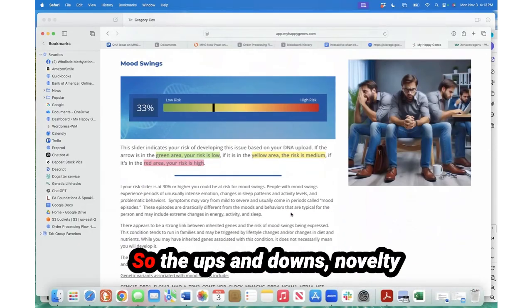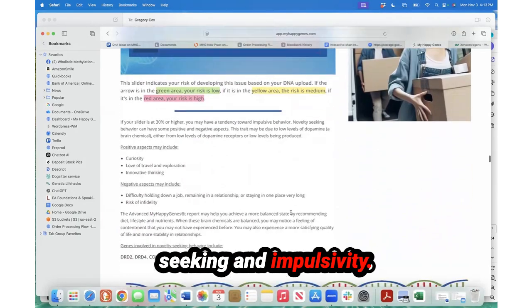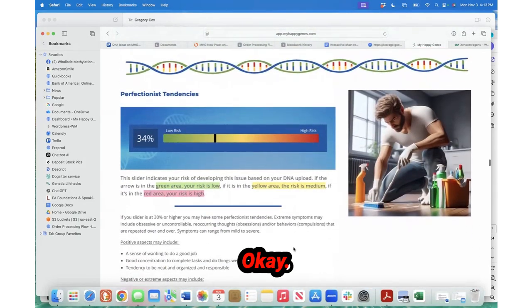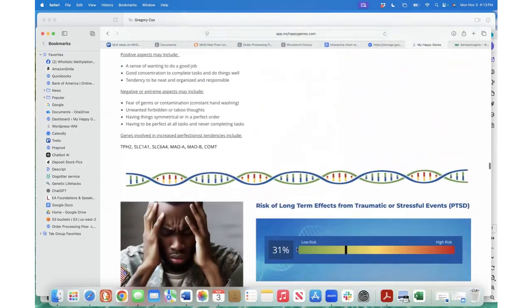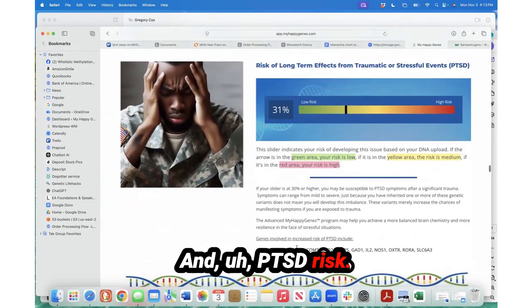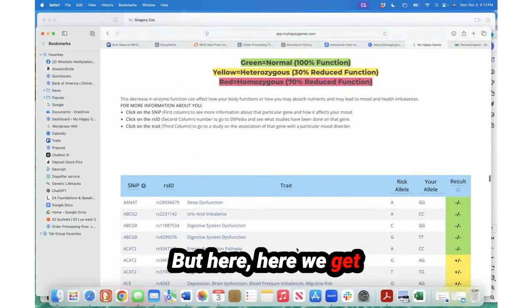And this is mood swings, so the ups and downs, novelty seeking and impulsivity. Okay, a little bit of OCD, yes. And PTSD risk, and then sleep disorders. But here we get into the juicy stuff.